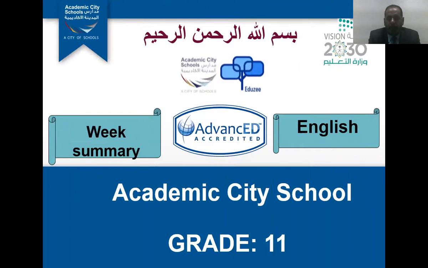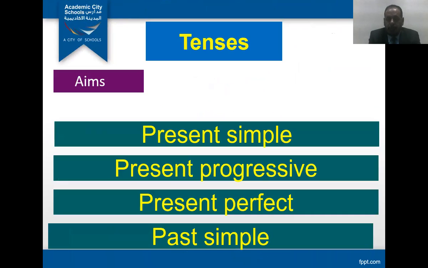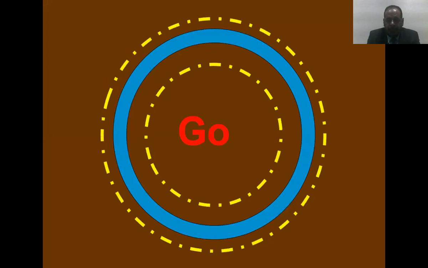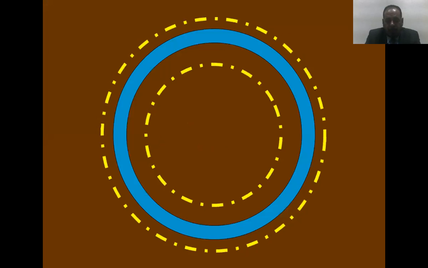Academic City School, this is for grade 11. We're going to talk about tenses. Our aims are present simple, present progressive, present perfect, and the past simple. Let's go.